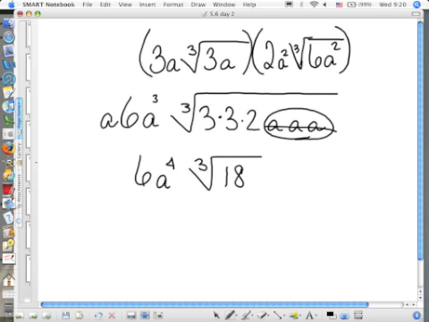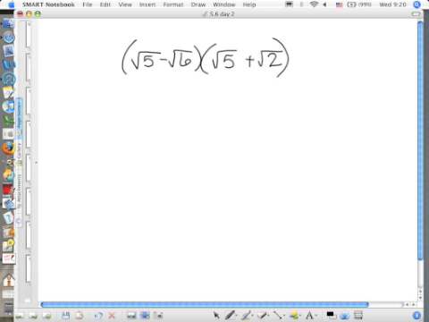No. This is just simply identifying which root I'm looking for, the 18. This is the 4th root of a. It's not like 4 to the 3rd power. How's this? Easy.